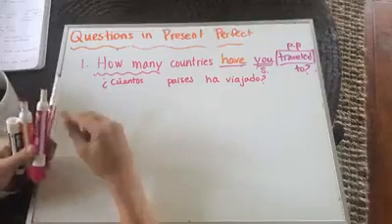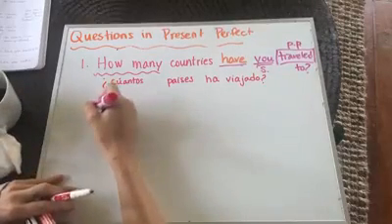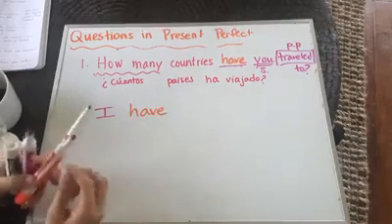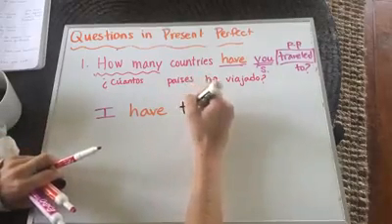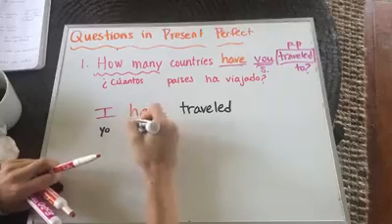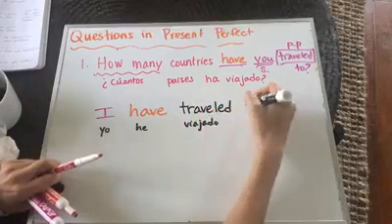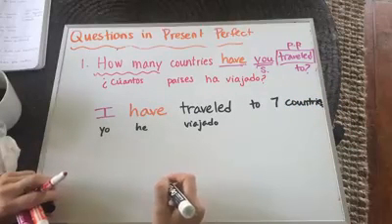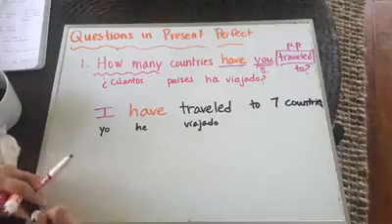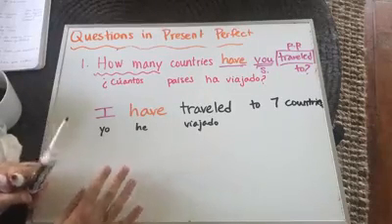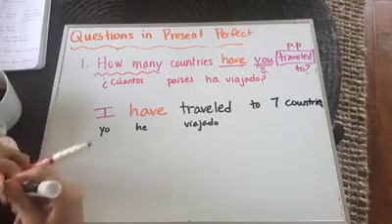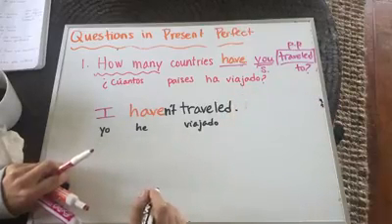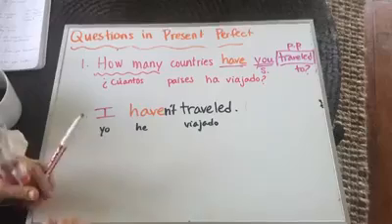To answer the question, para responder, usted va a empezar con el sujeto. Yo, I, have, yo he, I have, and then the past participle, traveled. So this is yo he viajado to 7 countries, 7 países. Okay, si usted no ha viajado a ningún país, se puede decir I haven't. El negativo, ¿recuerdas? I haven't traveled. Okay. Uno más.